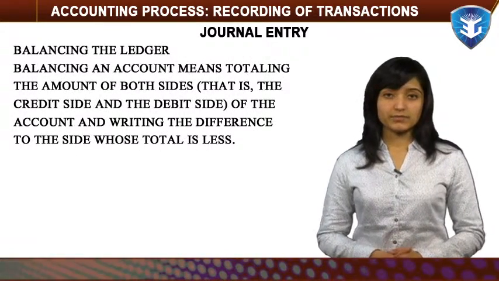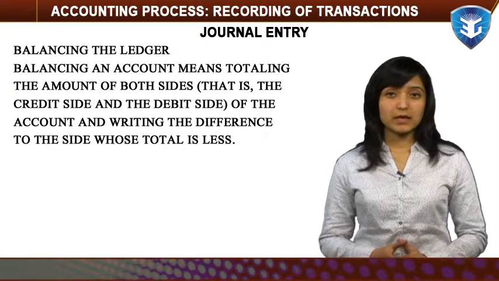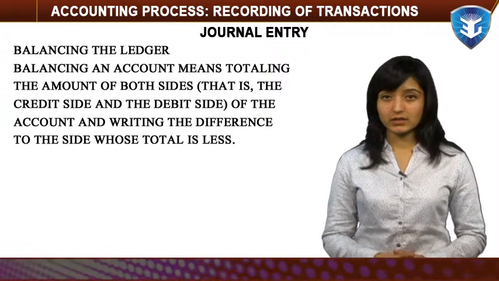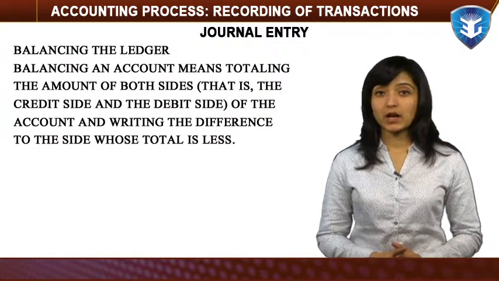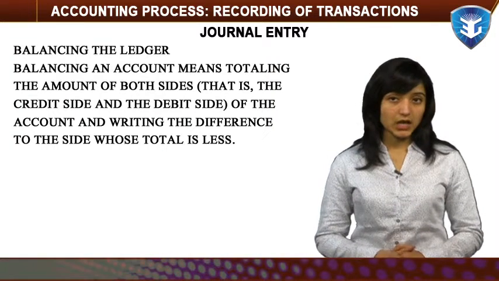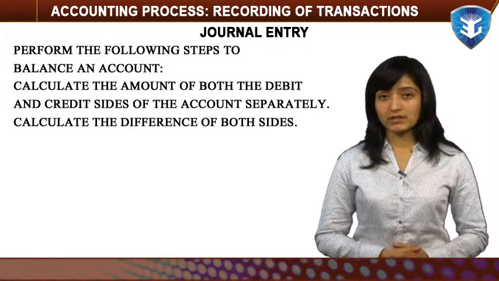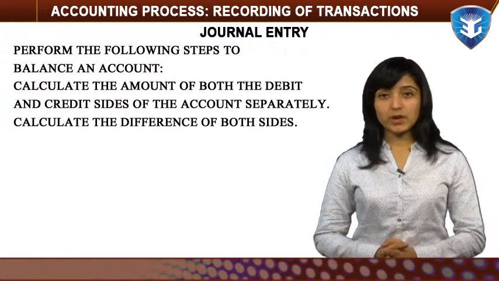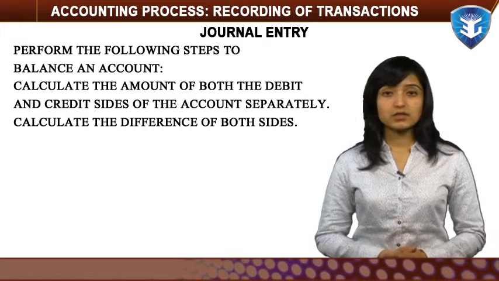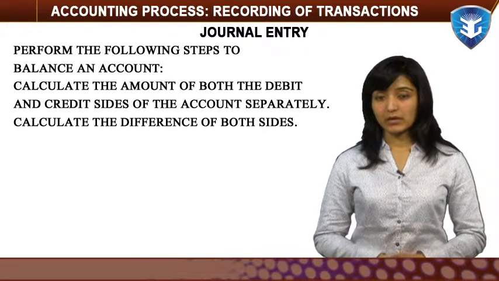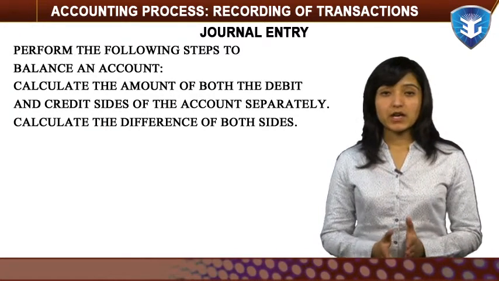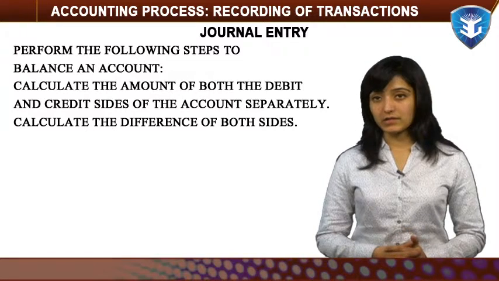Balancing the ledger. Balancing an account means totaling the amount of both sides, that is, the credit side and the debit side of the account, and writing the difference to the side whose total is less. Perform the following steps to balance an account. Calculate the amount of both the debit and credit sides of the account separately. Calculate the difference of both sides. If there is no difference, it means that the balance is nil.